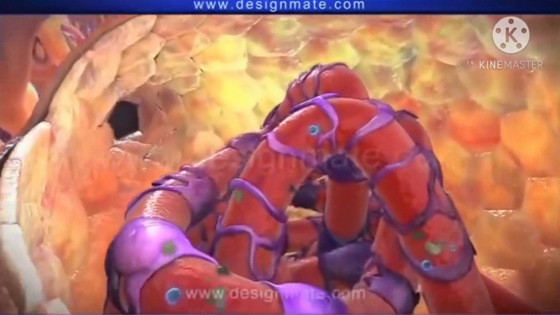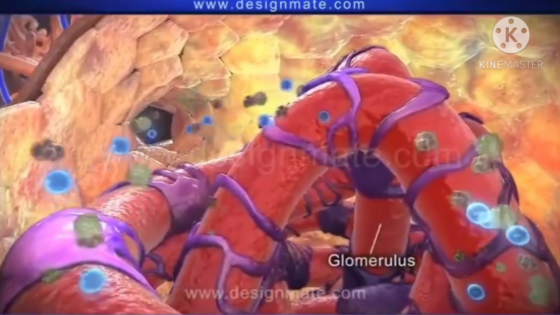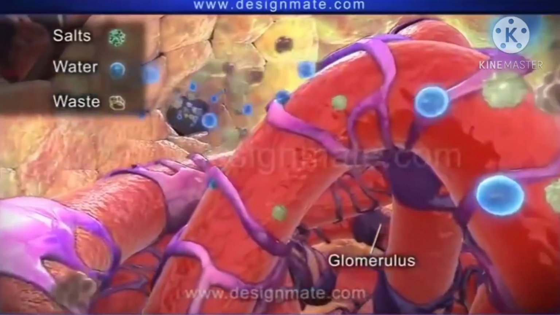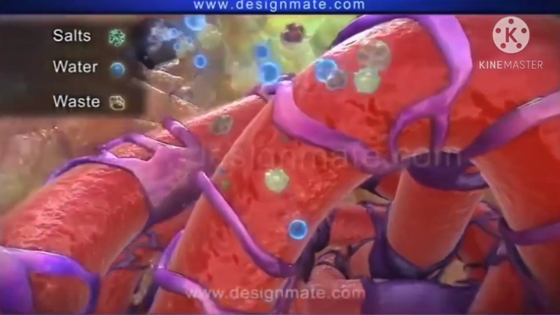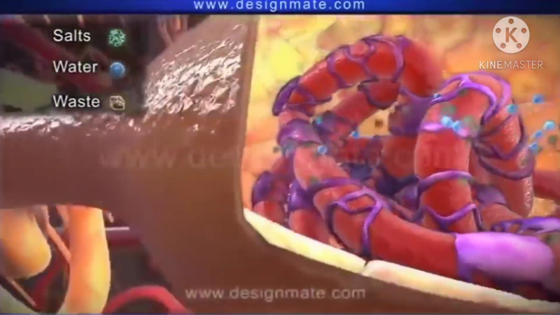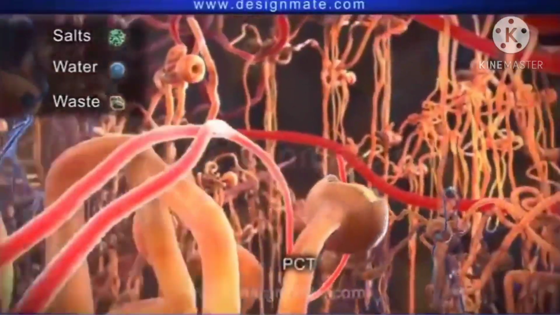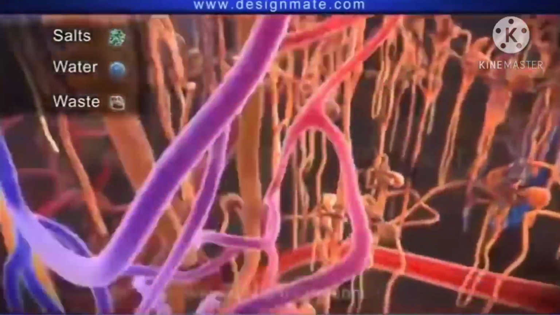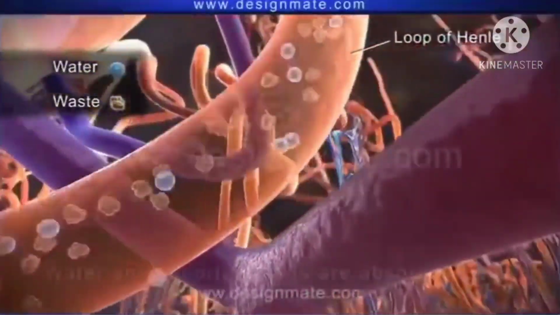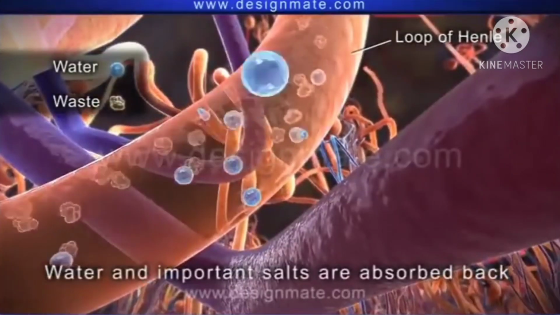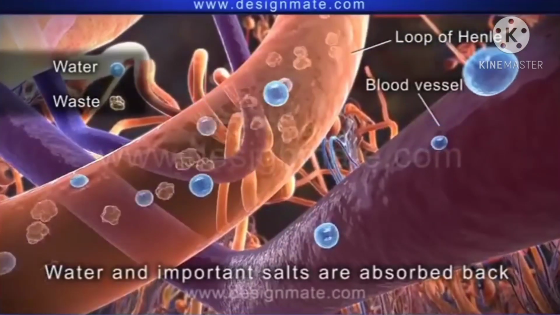As blood flows through the glomerulus, water, salts, and waste diffuse into the Bowman's capsule. This liquid then passes into the PCT and the loop of Henle, where water and important salts are absorbed back into the blood vessel.